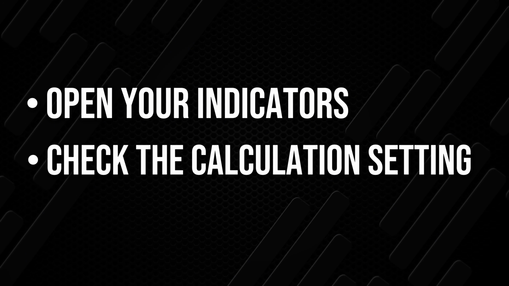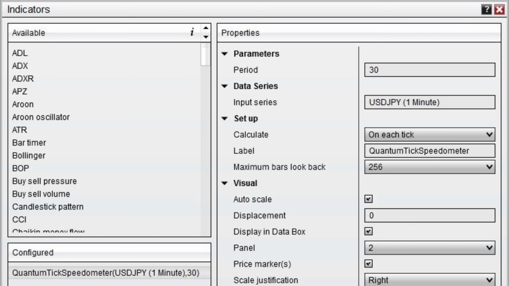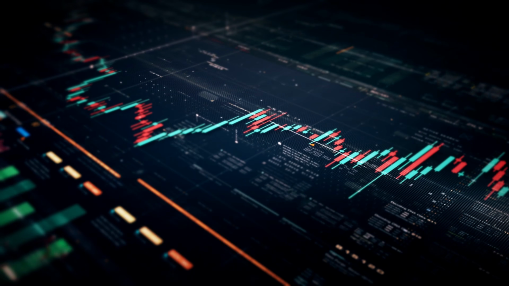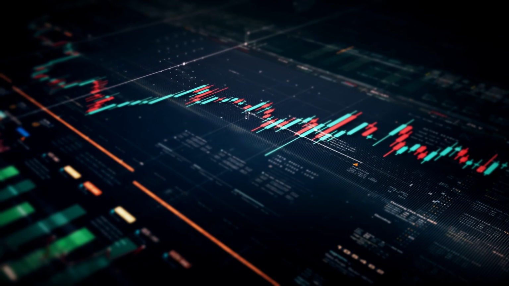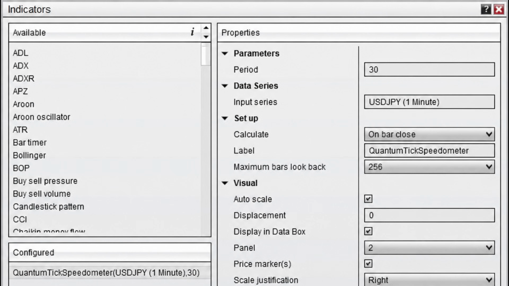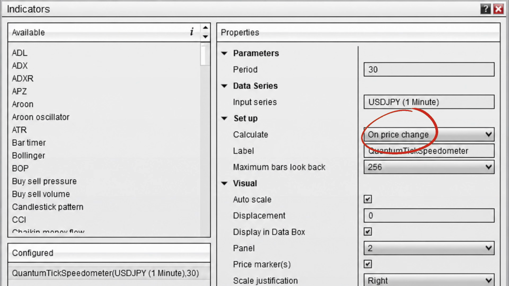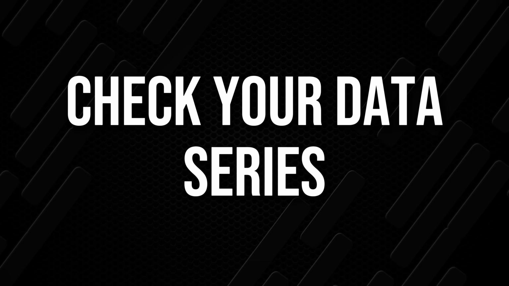Here's another big one. Open your indicators and check the calculation setting. If it's set to on each tick, you're burning processing cycles recalculating that indicator on every single price movement, even when nothing meaningful changed. For most indicators, switching that to on bar close or on price change instantly lightens the load. And one more, check your data series.